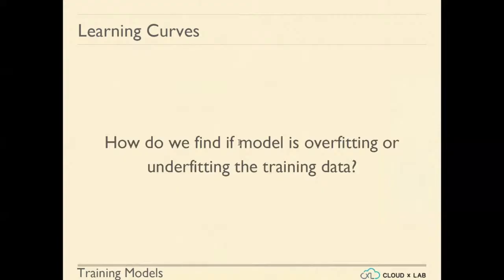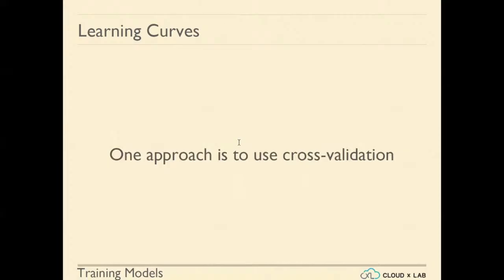Okay. So now the question is, how do we find whether the model is overfitting or underfitting the training data? You can simply calculate the training error and the testing error, and you can use cross validation to decide whether underfitting or overfitting is there or not, right?